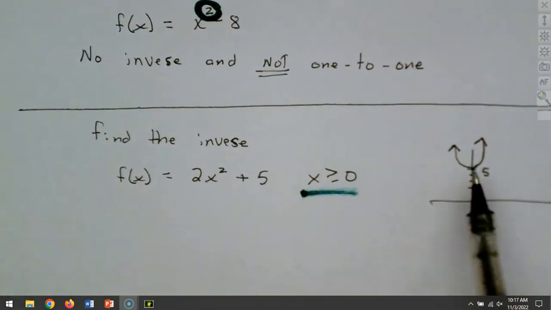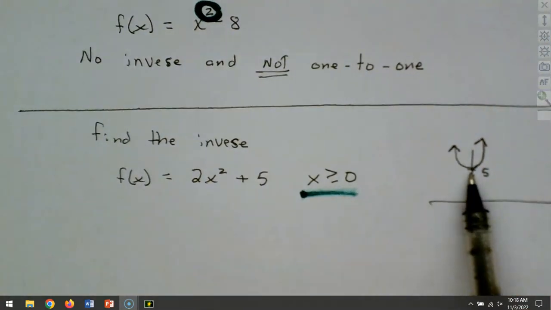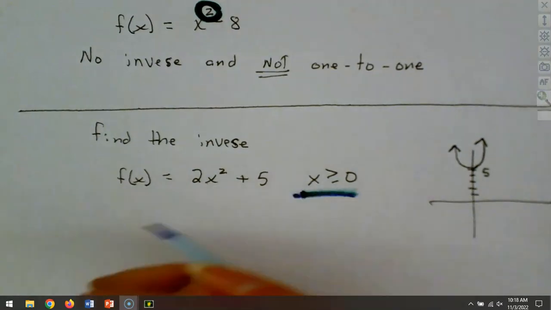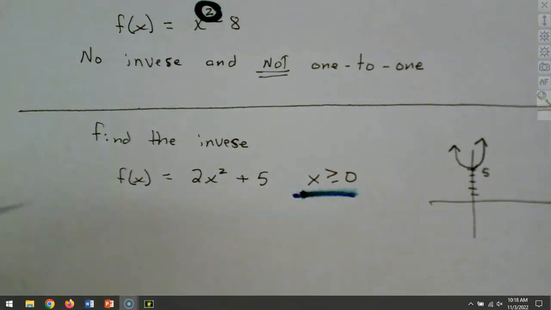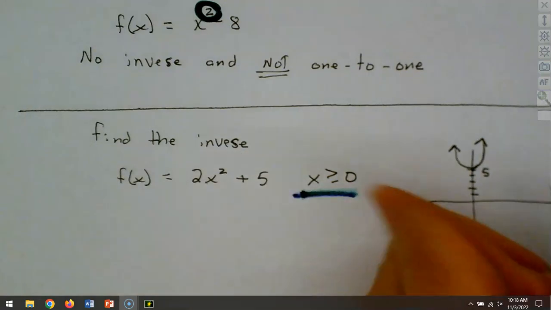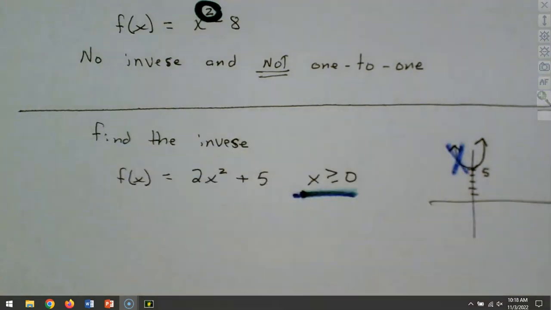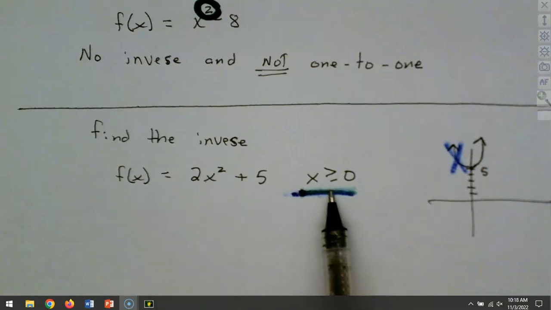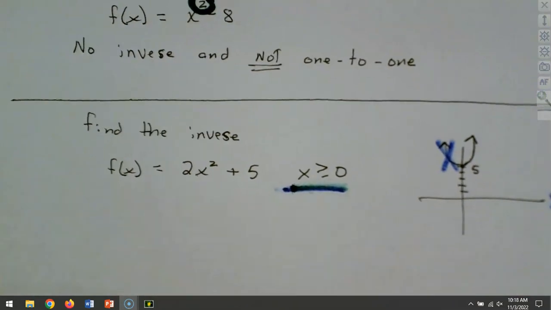That does not have an inverse, does it? But what about your domain here? What does the domain say? X is greater than or equal to 0. So that means you're not even including half of the picture. So when they restrict the domain, that means you only have half of it and the inverse actually exists. So if it's an x squared, but they give you a restriction, then it has an inverse.